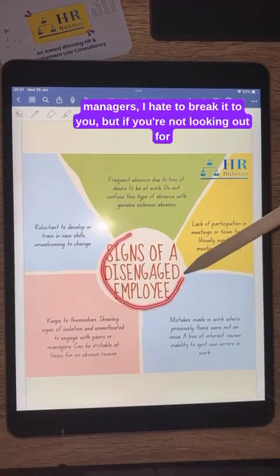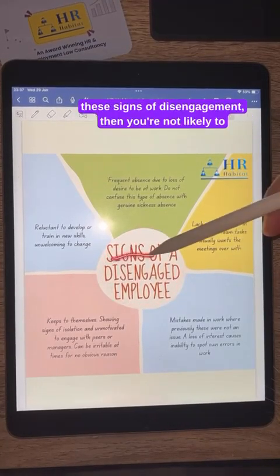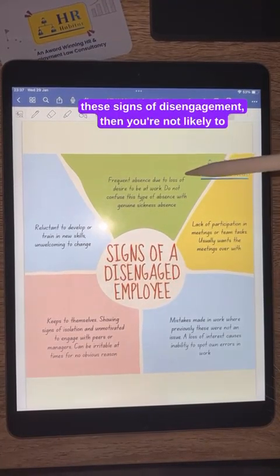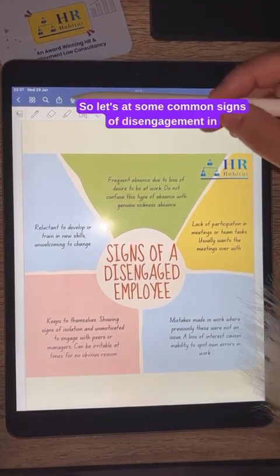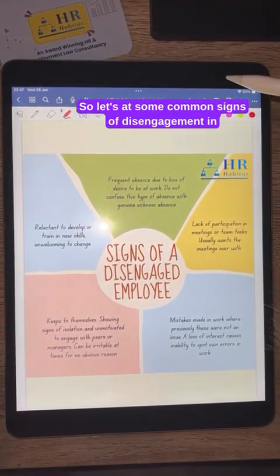Managers, I hate to break it to you, but if you're not looking out for these signs of disengagement, then you're not likely to re-engage those employees and you're going to run into problems. So let's look at some common signs of disengagement in employees.